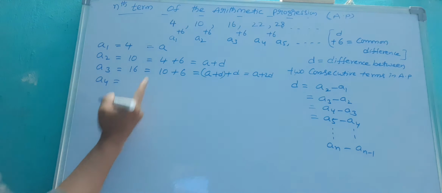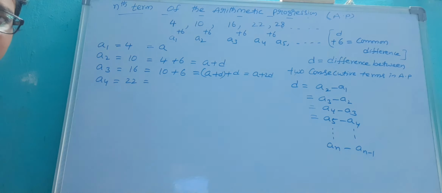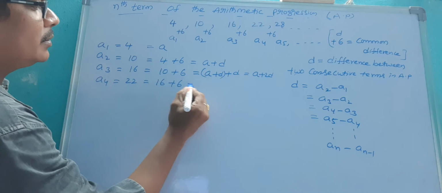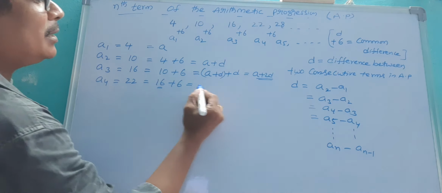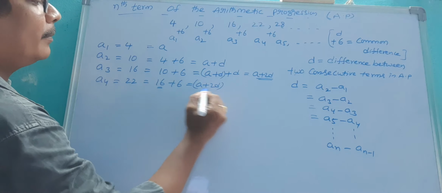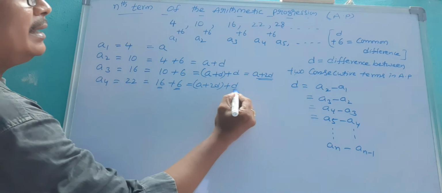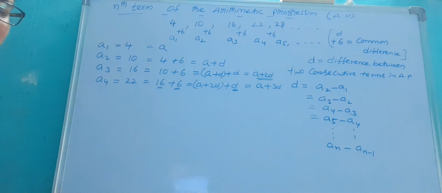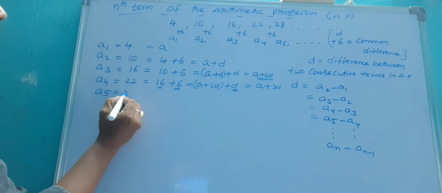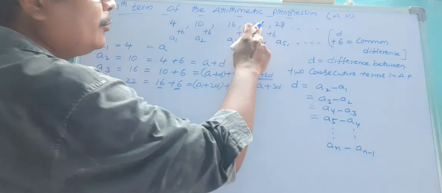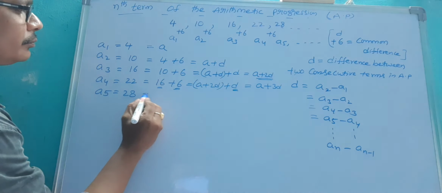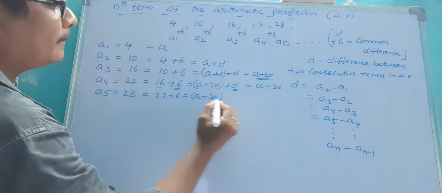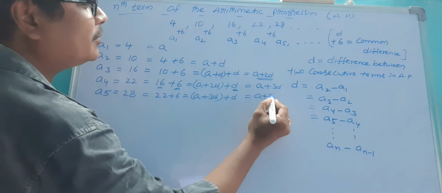A4 equal to 22. How to get 22? 16 plus 6 equals 22. So here 16 means A plus 2D, plus 6 means D. So A plus 2D plus D, A plus 3D. Okay, A5 equal to 28. How to get 28? 22 plus 6 equals 28. So 22 means A plus 3D, plus D, that equals A plus 4D.